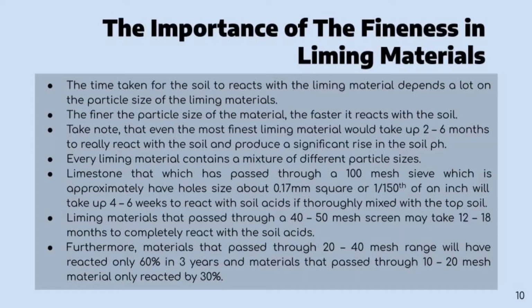Every liming material contains a mixture of different particle sizes. Limestone that has passed through a 100 mesh sieve, which has a hole size of approximately 0.7 mm, or one hundredth of an inch, will take 4 to 6 weeks to react with soil acid if thoroughly mixed with the topsoil. Liming materials that pass through a 40 to 50 mesh screen may take 12 to 18 months to completely react with the soil acids. Furthermore, materials that pass through the 20 to 40 mesh range will have reacted only 60% in 3 years, and materials that pass through 10 to 20 mesh only reacted by 30%.